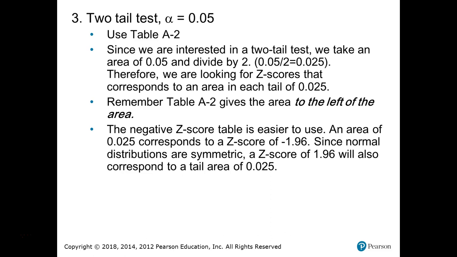So the negative z-score is going to be easier to use. An area of 0.025 corresponds to a z-score of negative 1.96. And as we know, normal distributions are symmetric, so a z-score of positive 1.96 will correspond to a right tail area of 0.025 as well. So your two z-scores are negative and positive 1.96.